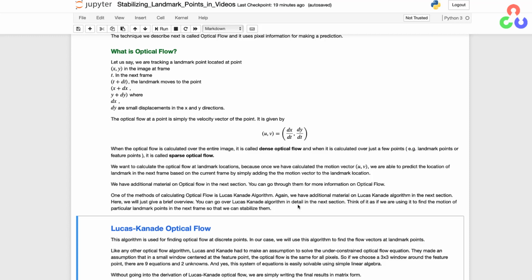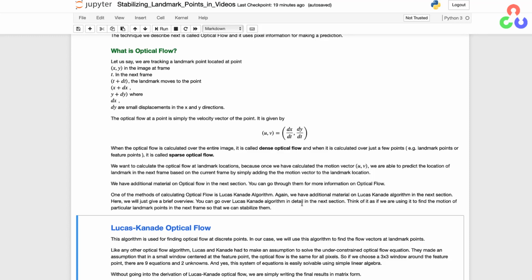There are two kinds of optical flow. One of them is called dense optical flow, and the other one is called sparse optical flow. In dense optical flow, we calculate the optical flow at each and every pixel of the image. In sparse optical flow, we calculate some interesting feature points and calculate the optical flow only on those feature points. Since we are going to use stabilization for landmark detection, we are going to use sparse optical flow. In particular, we are going to find the optical flow for the 68 points that are detected as part of facial landmark detection.